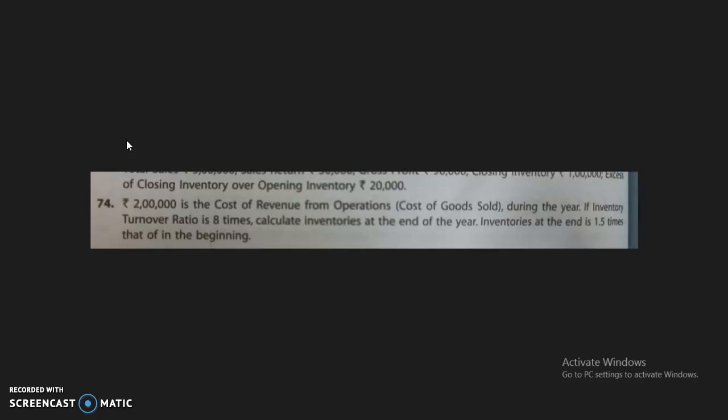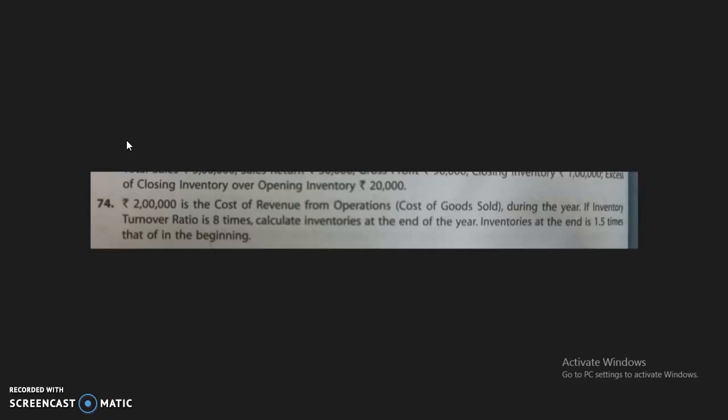So the important question, see question number 74, in which 2 lakh is the cost of revenue from operations, meaning cost of goods sold, is given. The inventory turnover is 8 times. Calculate the inventories at the end of the year. Inventories at the end are 1.5 times that of the beginning. So in this we have to calculate the opening inventory and the closing inventory.